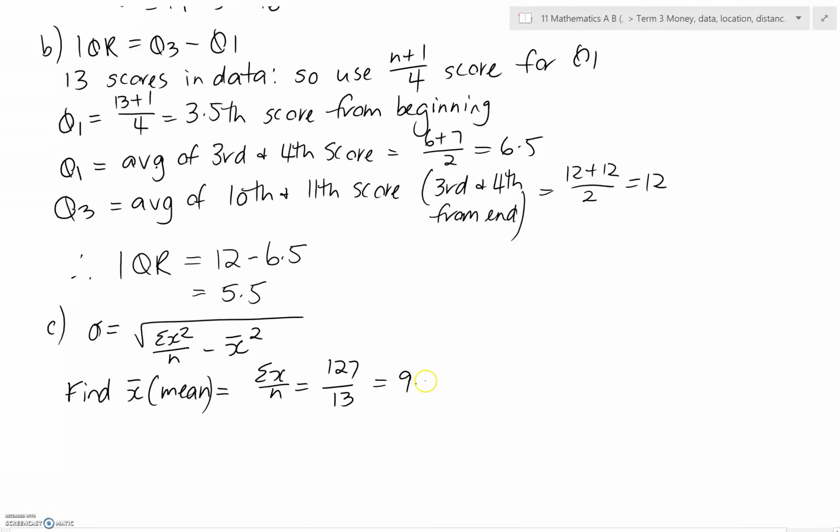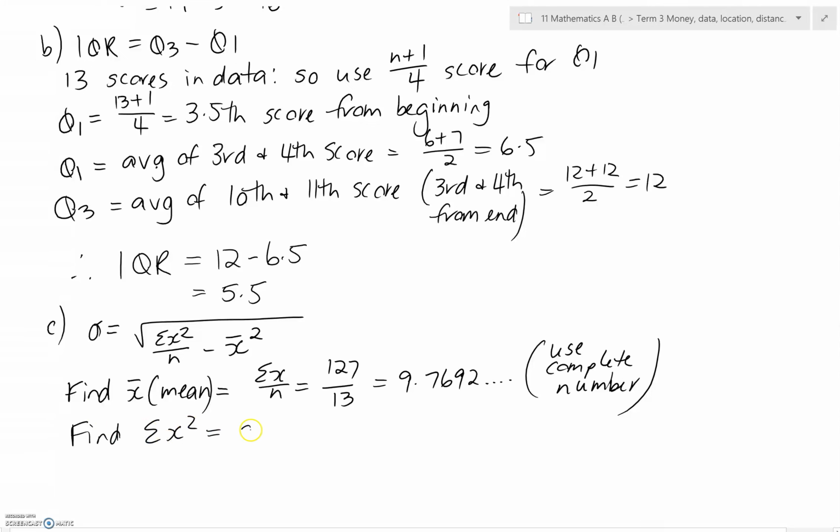So you have done this before. In fact, you've probably got this information because it's likely you would find both measures of central tendency and measures of spread. Now what I'm saying here is use the complete number. In other words, don't round at this point because you're going to get a more accurate final answer if you do. So you can just leave that on your calculator and then use that. We also need to find the sum of x squared. So what that means is the sum of the square of each score.